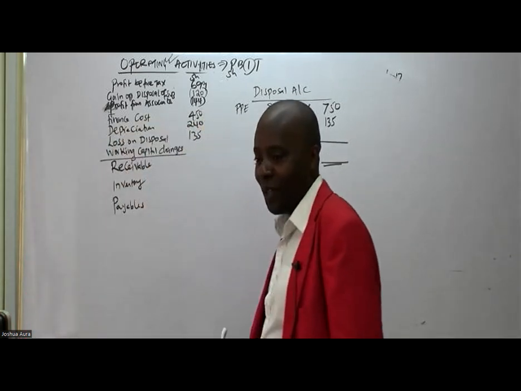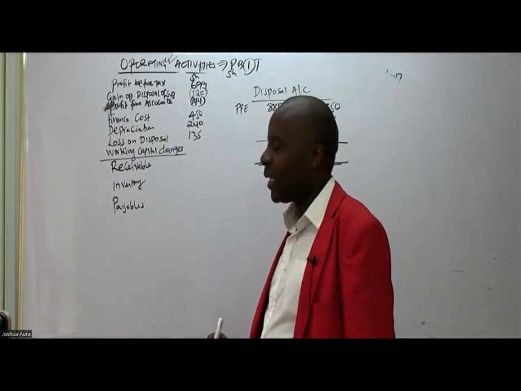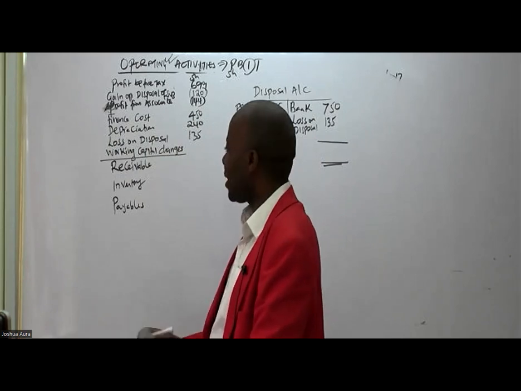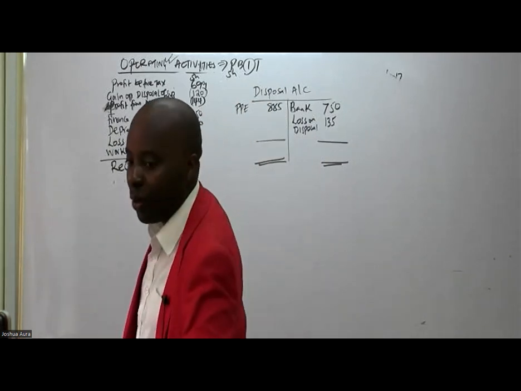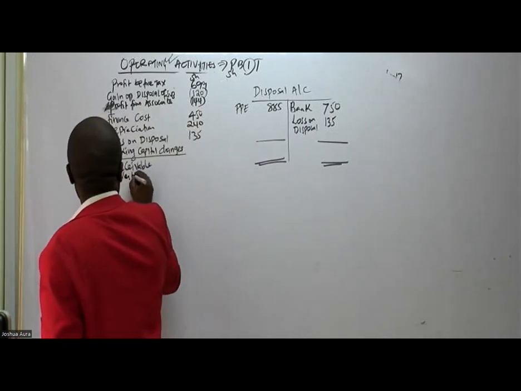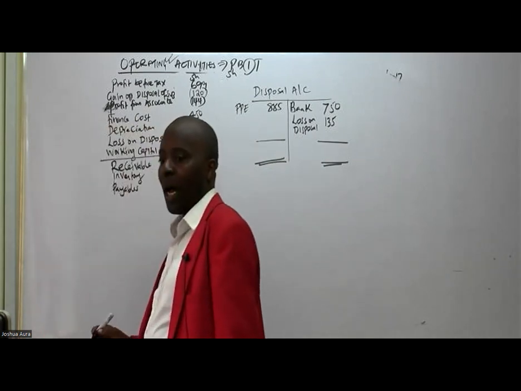Receivables, inventory, and then we have the payables, the working capital changes. It doesn't matter really how you organize this. The most important thing is for you to have it down. So we have receivables, we have inventory here, and then we have what here? We have our payables.